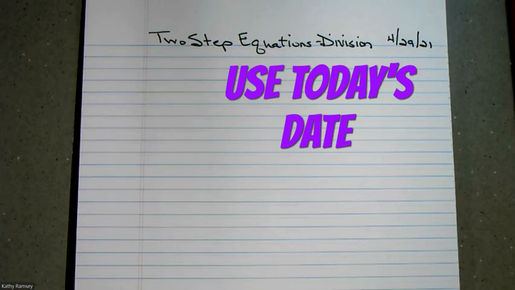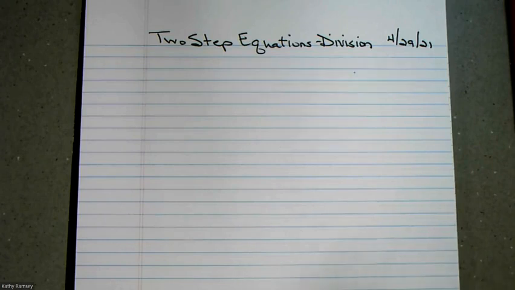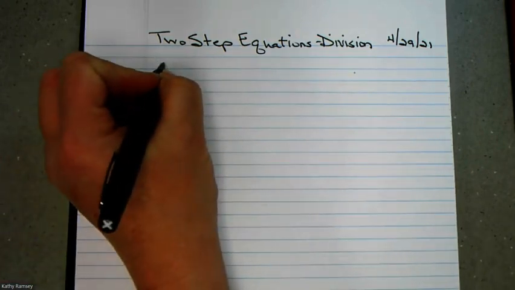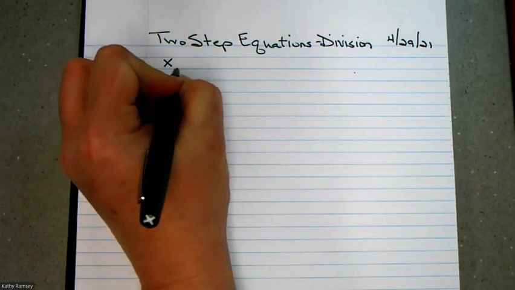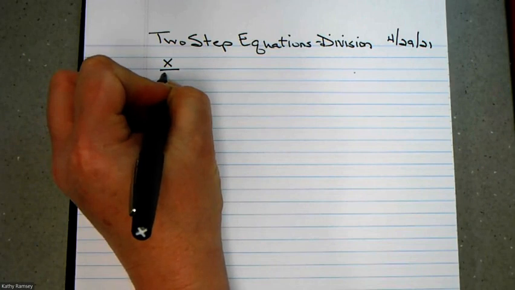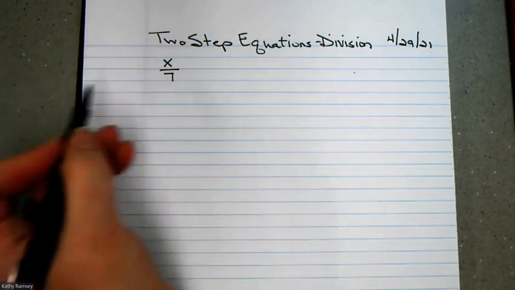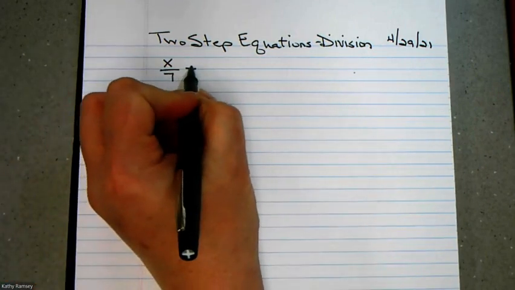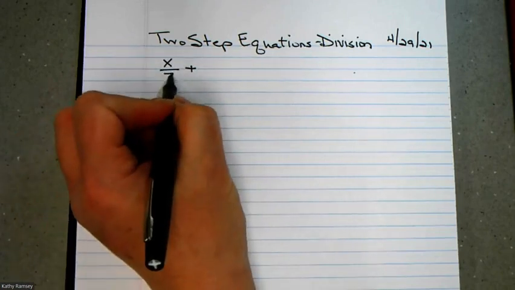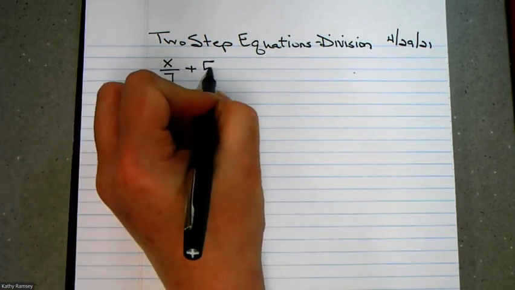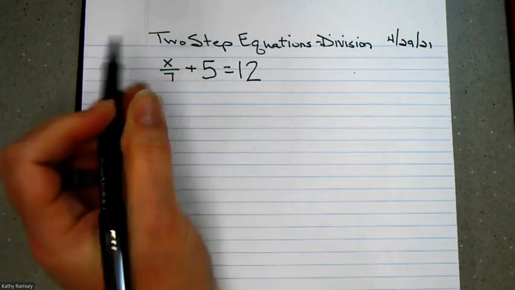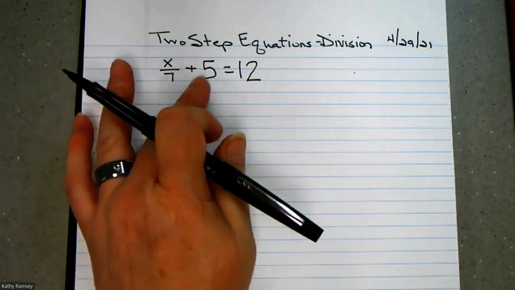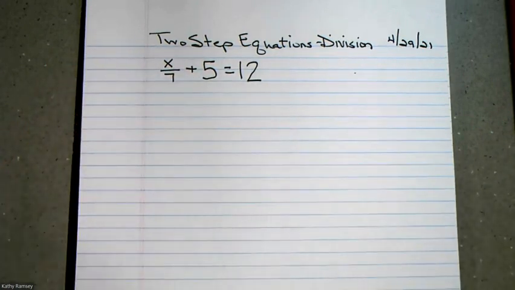Okay. We're going to go over some of the same things we've gone over before, but I want to make sure that we understand what we're doing. Not just doing it, but understanding what we're doing. So we're going to use an example. X divided by 7 plus 5 equals 12. So that's x over 7 plus 5 equals 12.